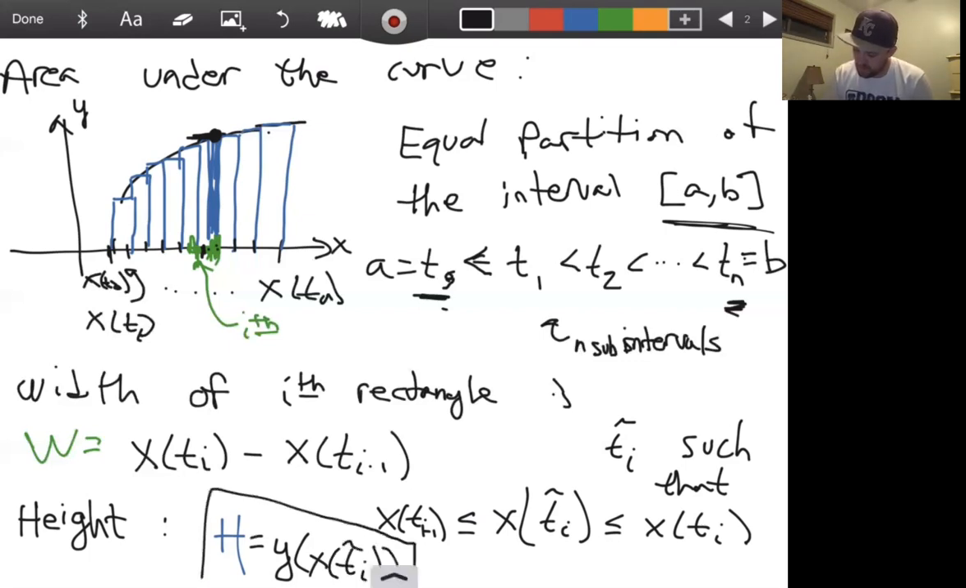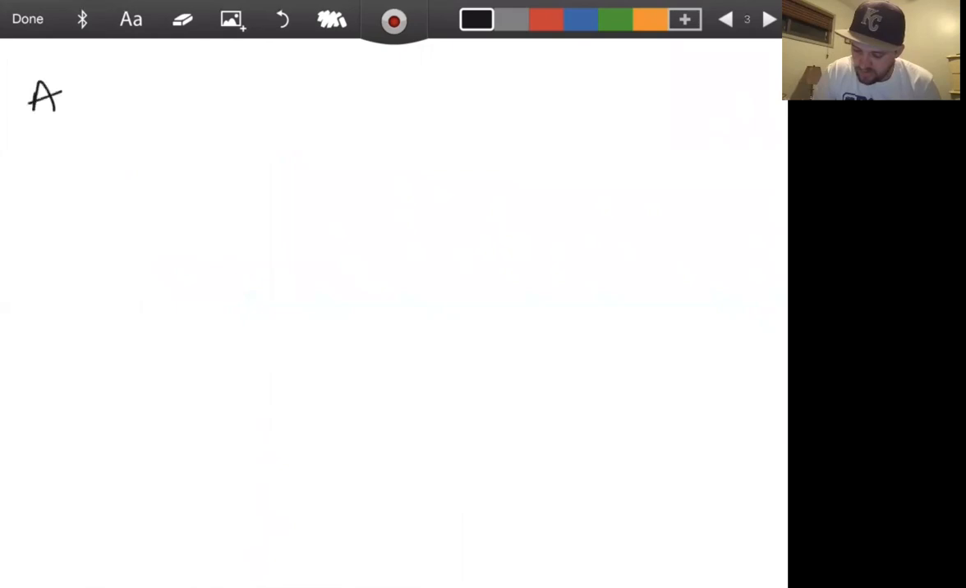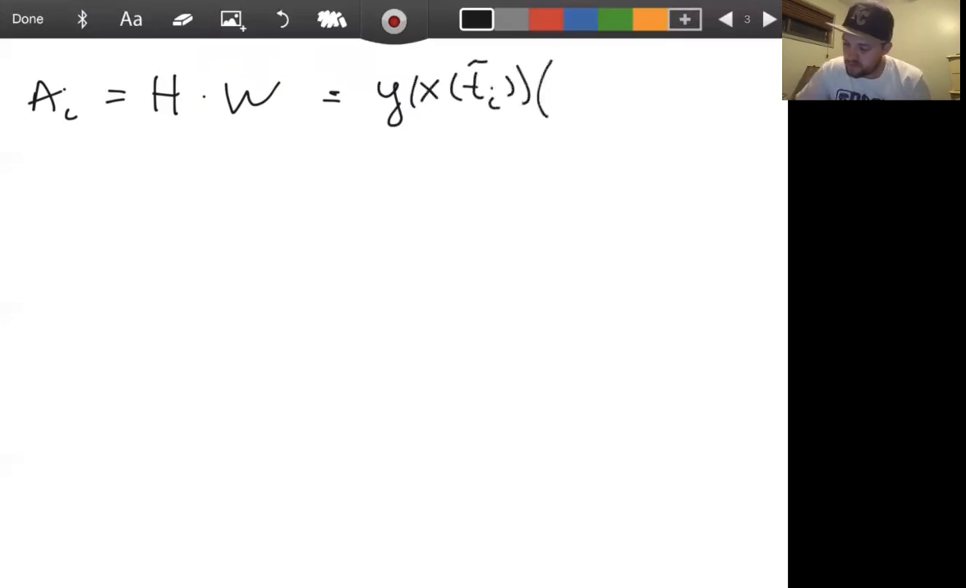Okay, so here's our height down here, and here's our width. So the area of the ith rectangle is the product of these two values. So let's say the area for the ith rectangle, we'll denote it a sub i, is height times width, which is y of x of ti tilde times x of ti minus x of ti minus 1, right? And that's the area for one rectangle. We need the area for every rectangle.